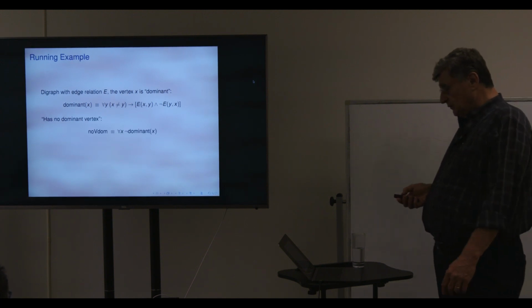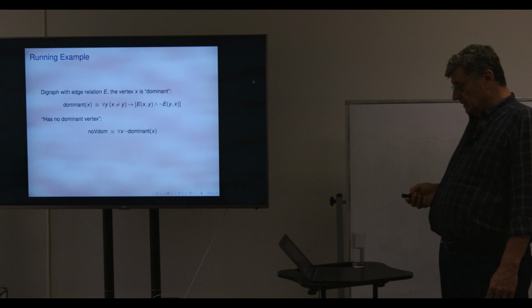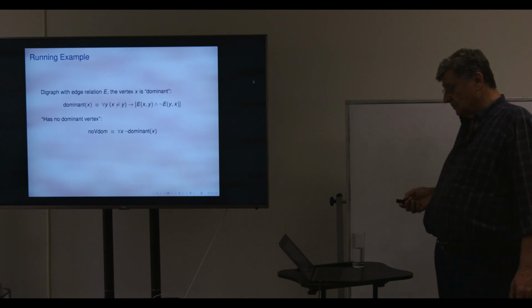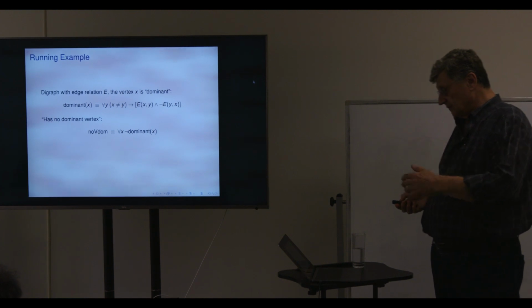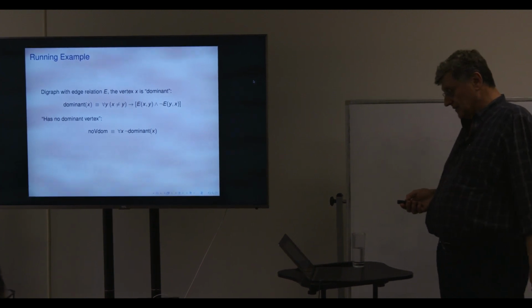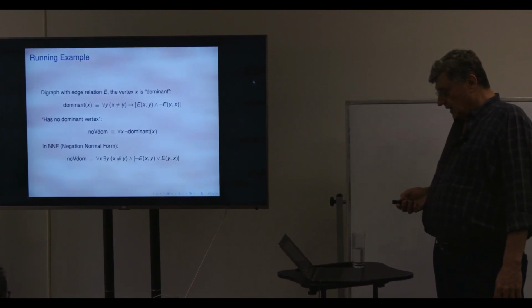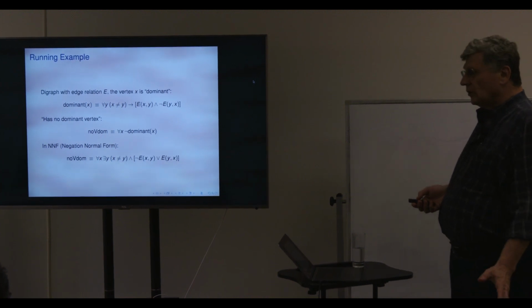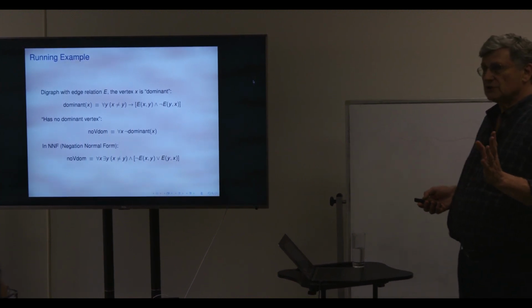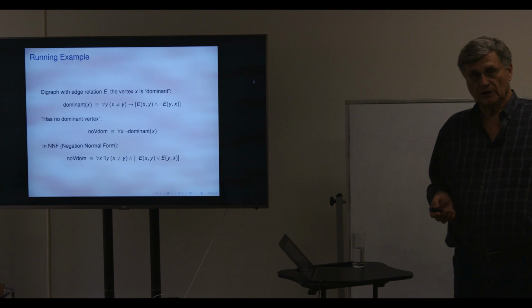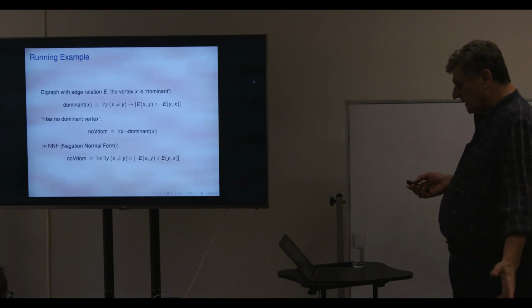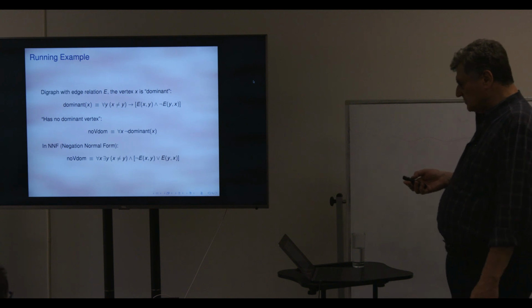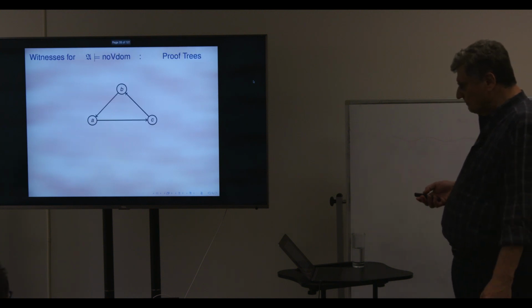And then you can quantify that and look, for example, at the sentence, there is no dominant vertex, which is a sentence, so it's not a query, as it were. You all know what it means to put a first-order sentence in negation normal form. You can push the negation all the way to the atoms. And I will need things like that. So here is what this one looks like in negation normal form.